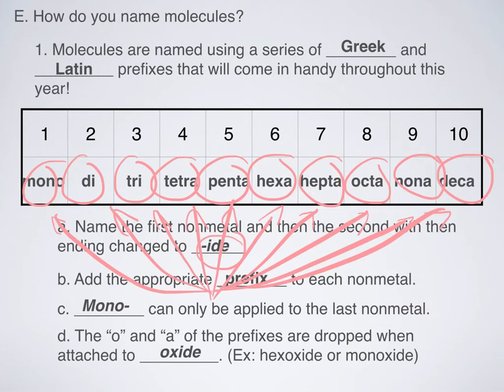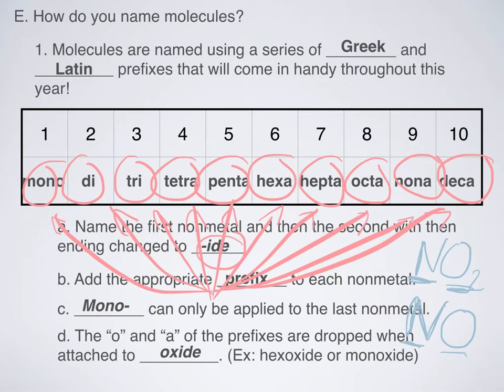Okay, so let me write down those examples so that you can hopefully visualize them. So I said this first. This is nitrogen dioxide, not mononitrogen dioxide. But this, on the other hand, just NO, that would be nitrogen monoxide. The only time we add mono is if the last nonmetal has a 1 associated with it.